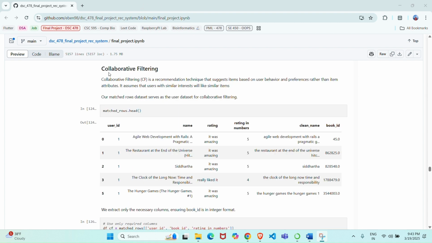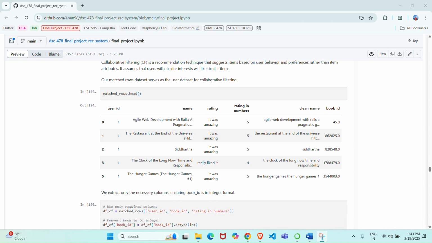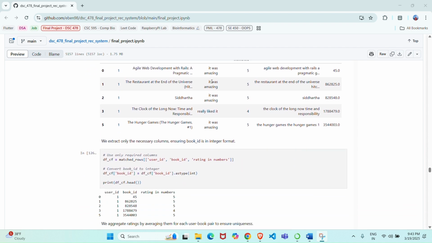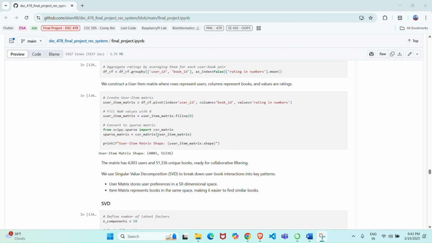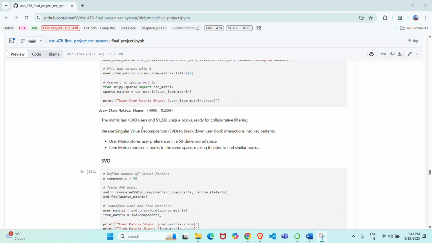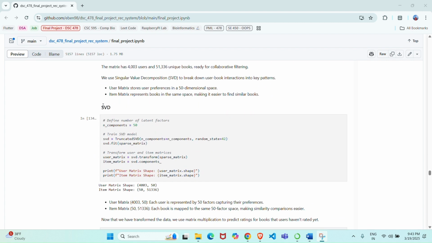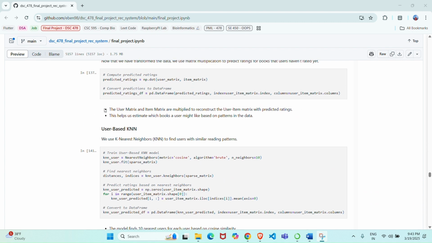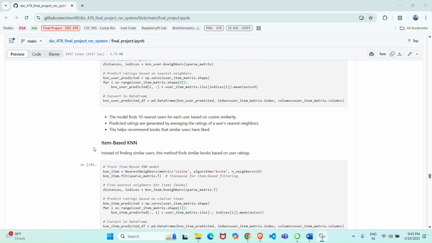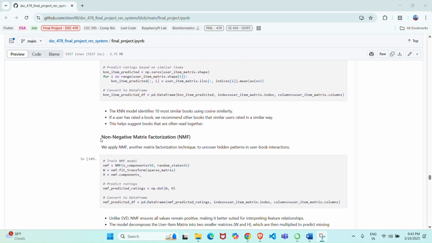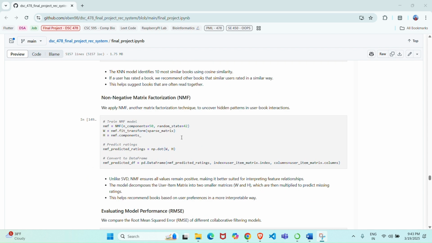So now we are doing collaborative filtering. In collaborative filtering, we are just taking the users and finding similar users based on their behaviors. So first we group them and find the user item matrix and the user matrix, and then we use the SVD method, and then we use the user based KNN. Here we have used the cosine metric. I tried to use Pearson, but it was not working. It had a memory error. And then we are trying item based KNN, and then we are trying non-negative matrix factorization.